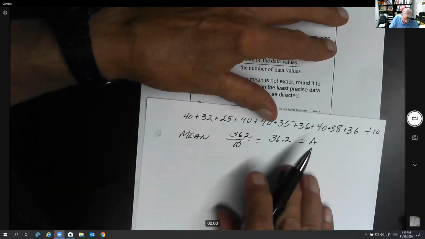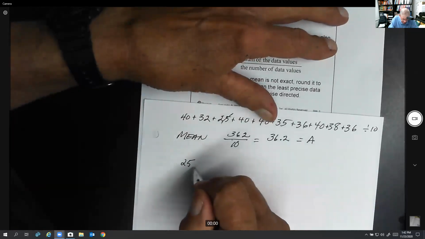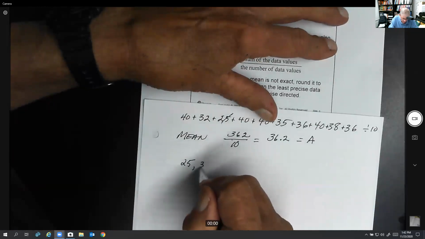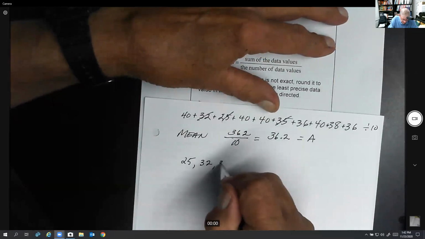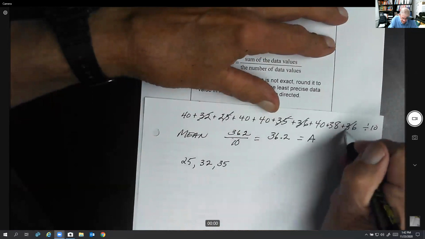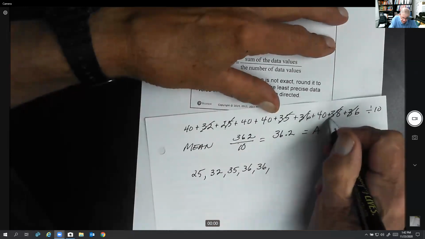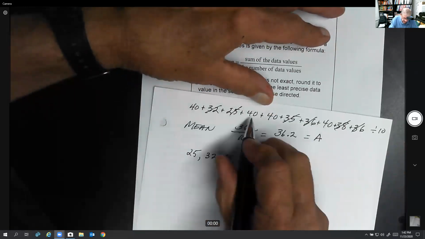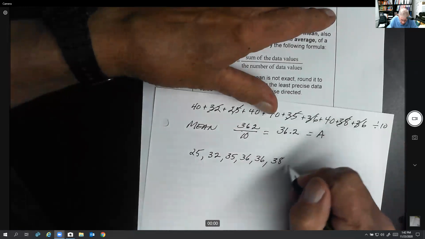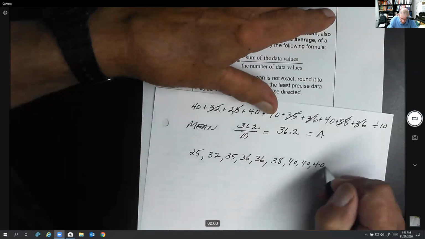So let's find the median on yours. First of all, let's go from the smallest to the biggest, 25. And a good idea is to cross these off. We're not going to add them, so we'll put a comma, 32, 35, I think is the next, 36 twice, 38, how many do we have? 1, 2, 3, 4, 5, 6, and then there should be 1, 2, 3, 4, 40. So we're correct. 40, 40, 40, and another 40.